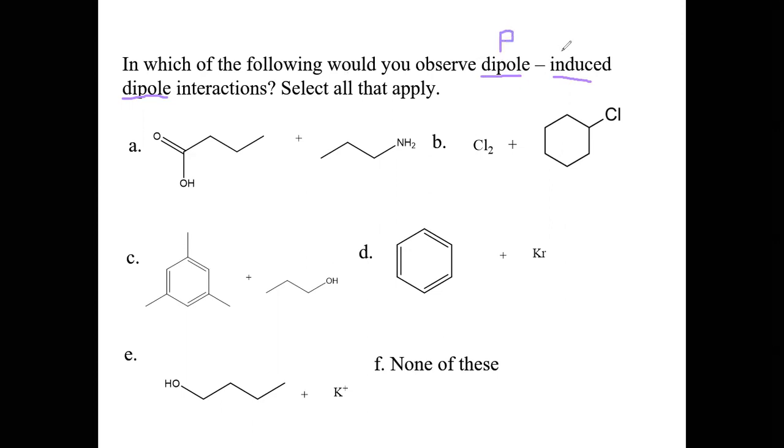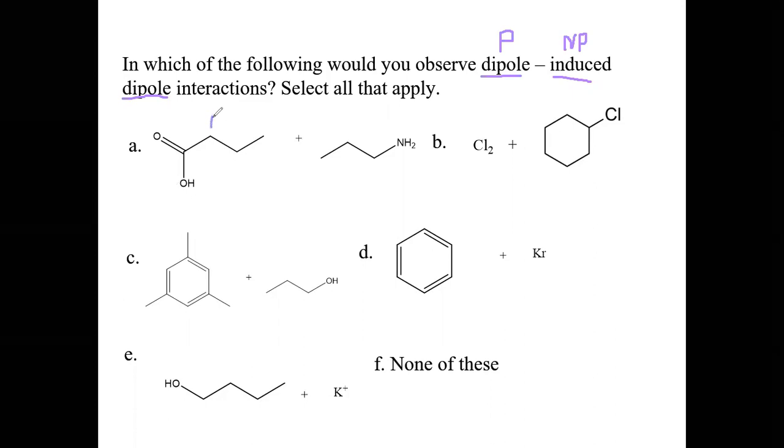Induced dipole interaction is the main interaction in nonpolar entities. So what we're looking for is a polar and a nonpolar entity in the combination. So if we see a polar and nonpolar entity in the combinations given below, that's going to give us dipole-induced dipole. So in A, we have this carboxylic acid.